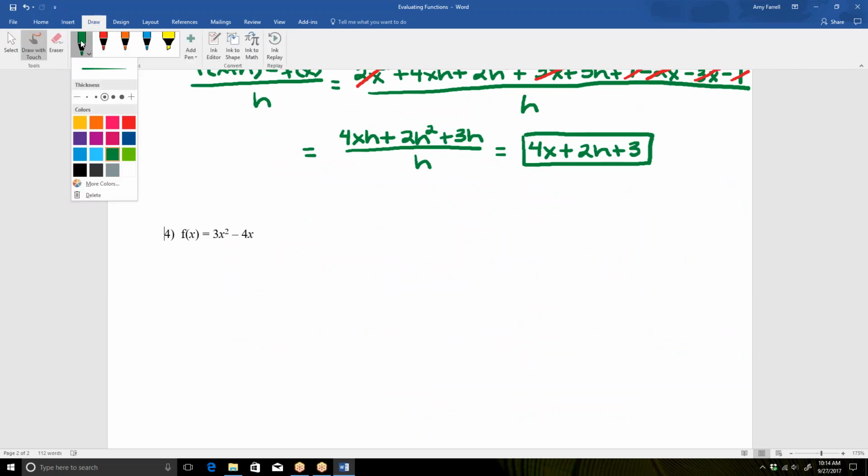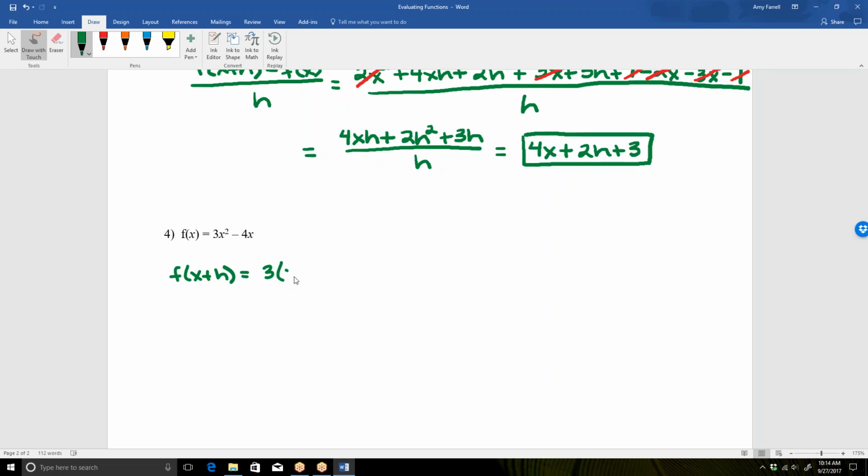So I've got f of x equals 3x squared minus 4x. Okay, first thing I'm going to do is find f of x plus h. And that means I'm going to substitute x plus h for x into the equation. I have two x's, both of them get replaced with x plus h.